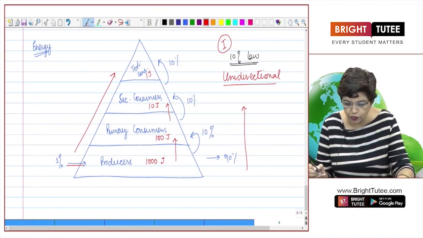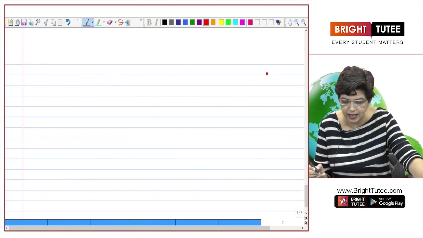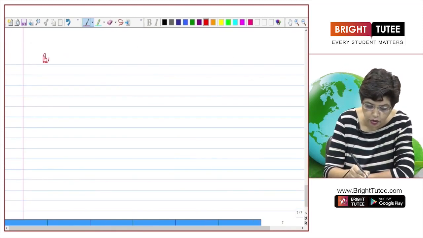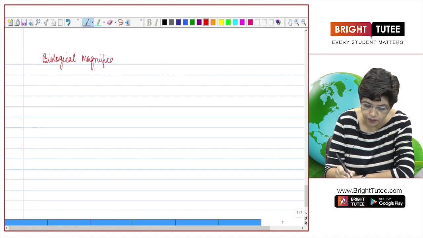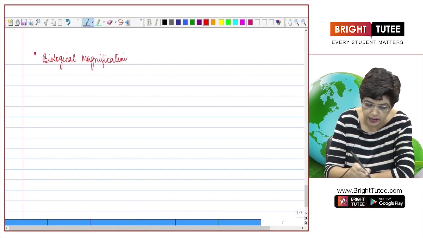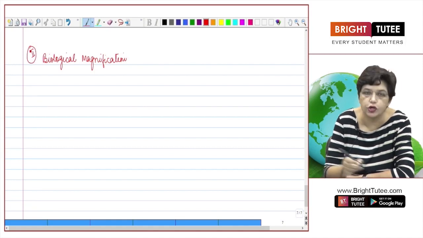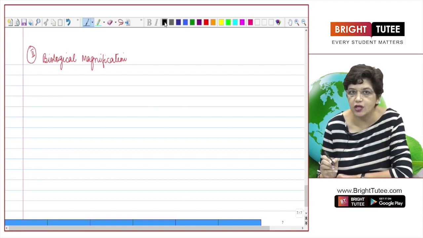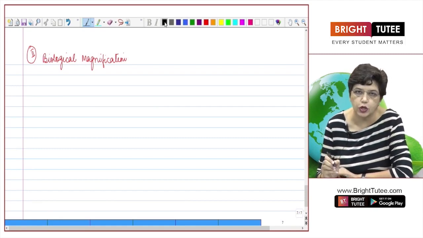Now let us move on to the next characteristic feature of any food chain, that is biological magnification. This is the second important feature of a food chain. Now, let us understand what biological magnification is. It is a very important topic.